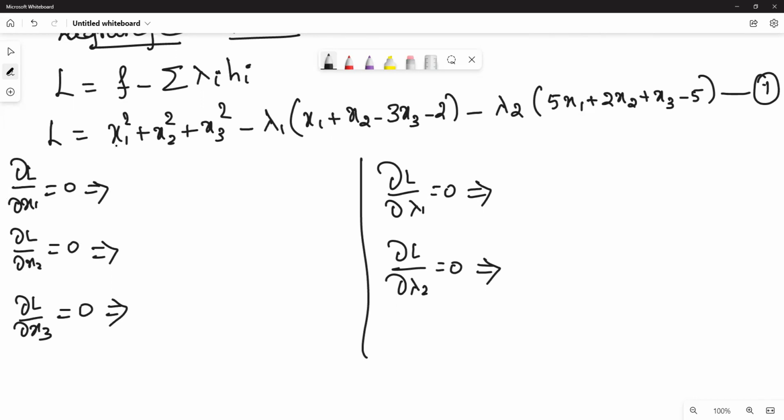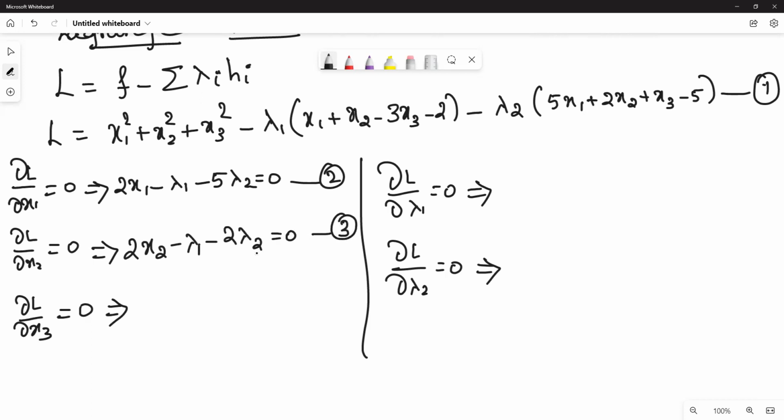Dou L by dou x1. Differentiating this with respect to x1, it is 2x1 minus lambda 1 minus 5 lambda 2 is equal to 0. With respect to x1 alone you are differentiating, so treat all other variables as constant. x2, x3, everything will be treated as constant. Mark it as equation number 2. Differentiate with respect to x2, which means x2 alone is variable. So 2x2 minus lambda 1 minus 2 lambda 2 is equal to 0. Mark it as equation number 3.